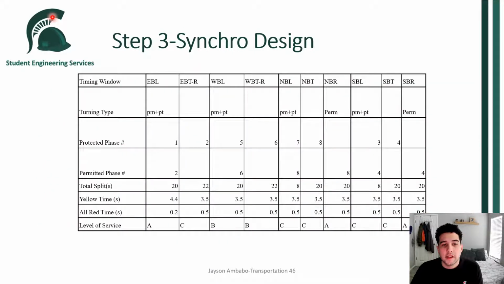Here you can see the signal phasing and timing for each approach, going from eastbound left, eastbound through right, westbound left, westbound through and right, and so on. Left turns used the leading left formation, which were protected, as well as permitted left turns during through traffic. The protected phases are shown for each signal, as well as the permitted phase. The split for green time, yellow time, and all red is shown, as well as the level of service, ranging from A to C, with C being the lowest and B being average.